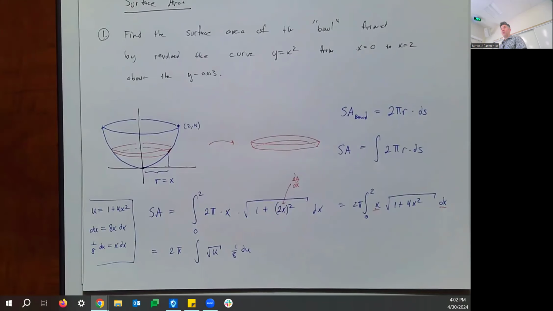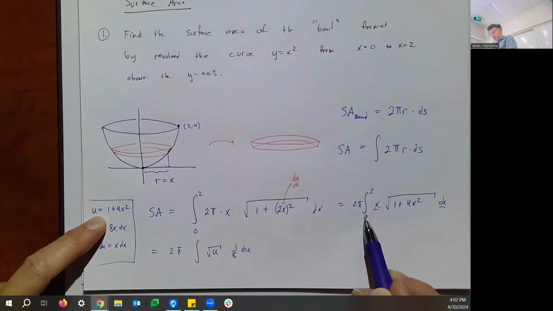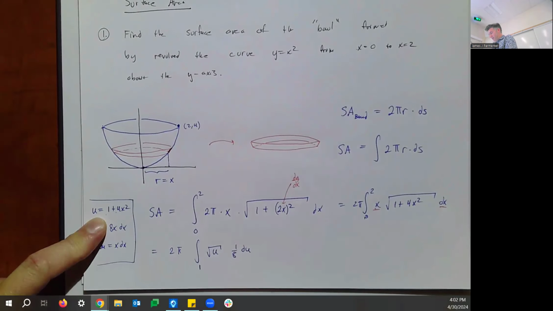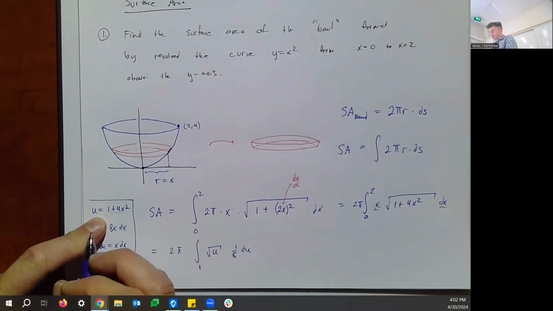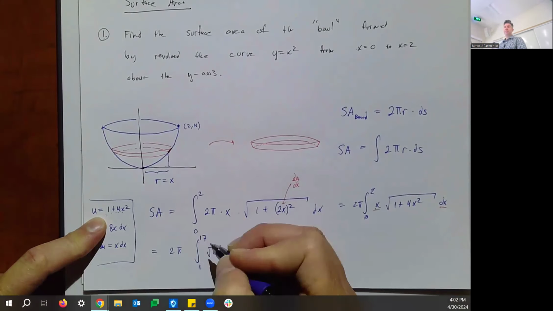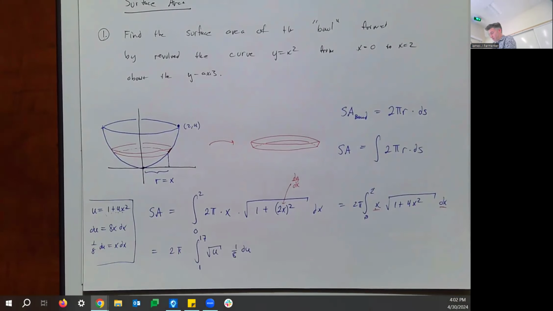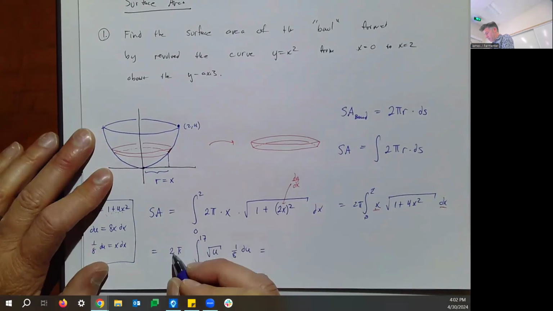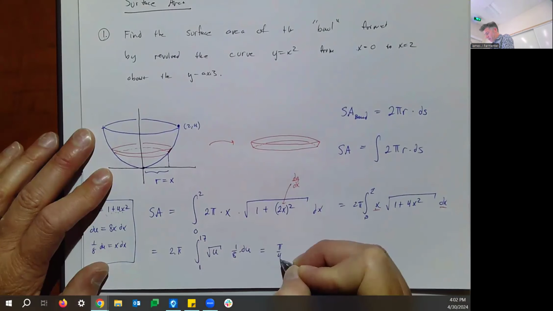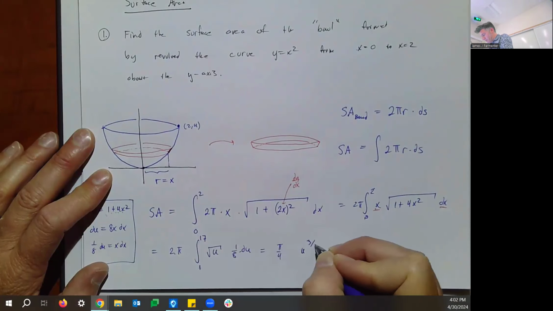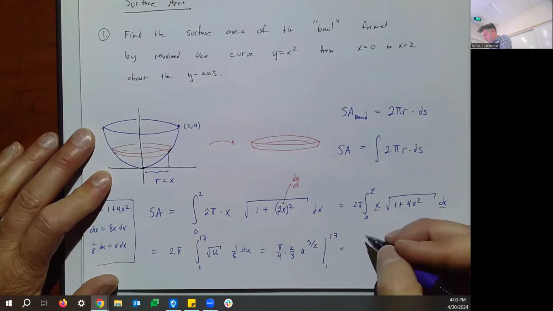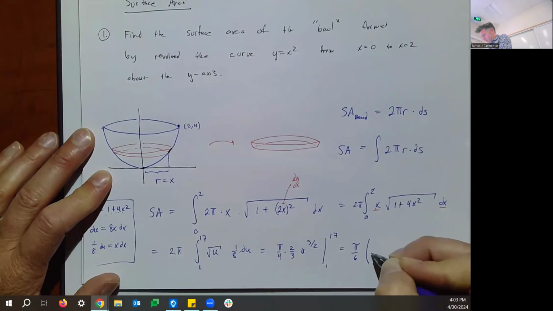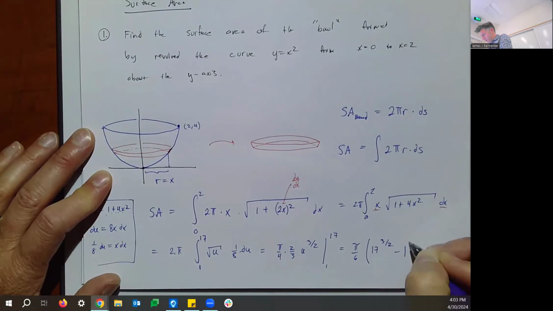And since it's a definite integral, let's go ahead and change the limits of integration as well. If x is 0, u is going to be 1 plus 0, which is 1. If x is 2, u is going to be 1 plus 4 times 2 squared, which is 1 plus 16, which is 17. Then we're integrating u to the 1/2. The 2 pi times 1/8 is pi over 4. The integral of u to the 1/2 is u to the 3/2 times 2/3 from 1 to 17. So we end up with pi over 6 times 17 to the 3/2 minus 1 to the 3/2.